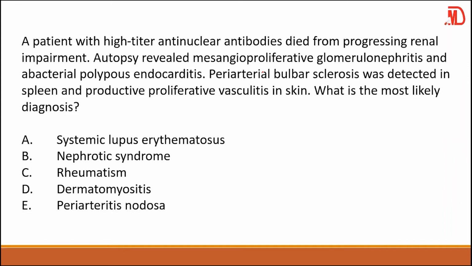Now, a patient with high titer nuclear antibodies died from progressing renal impairment. Autopsy revealed mesangioproliferative glomerulonephritis and abacterial polypous endocarditis. Periarterial bulbous sclerosis was detected in the spleen, and productive proliferative vasculitis in the skin. What is your diagnosis?